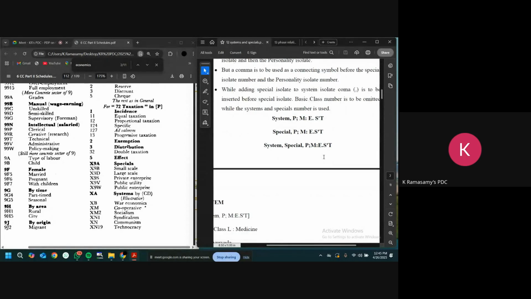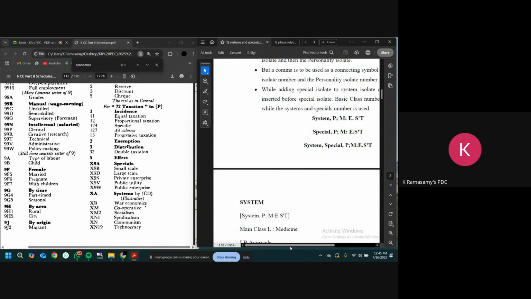Secondly, sir, in the same title, both the system and the special appear. What to do? Very simple. First write the system number, put a comma, then the special number, put a comma, and then write PMEST. So the formula is: system, comma, special, comma, PMEST. This formula you should remember. With this formula, I'll tell you a few examples.